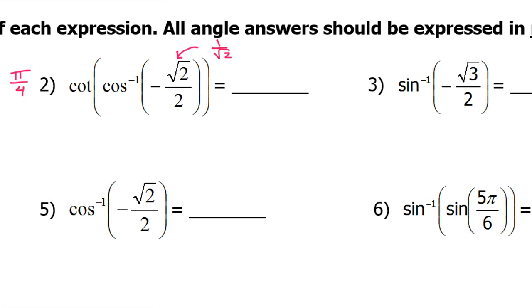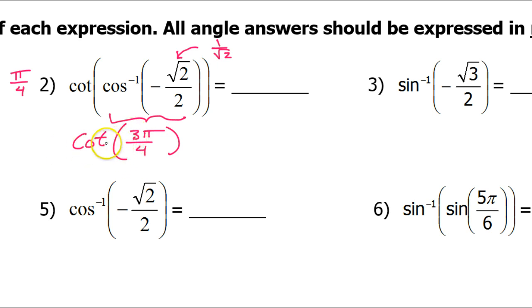So that's the answer. Well, that's not the final answer. We were just doing the inner part of the problem. So that was 3 pi over 4. Now we have to do the outer part. We have to go ahead and find the cotangent of this.